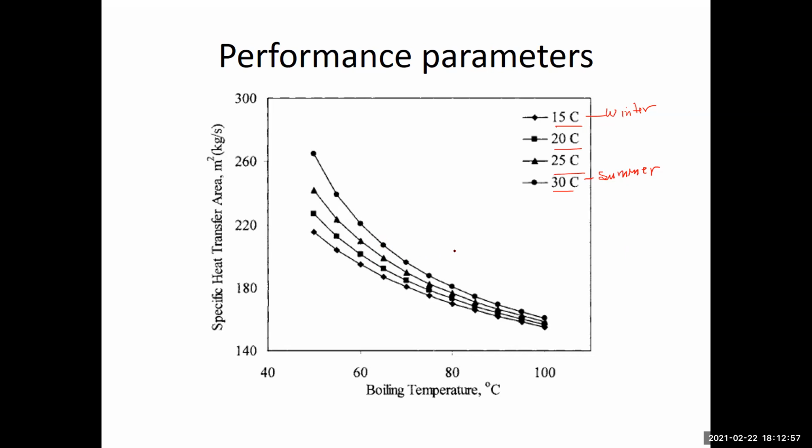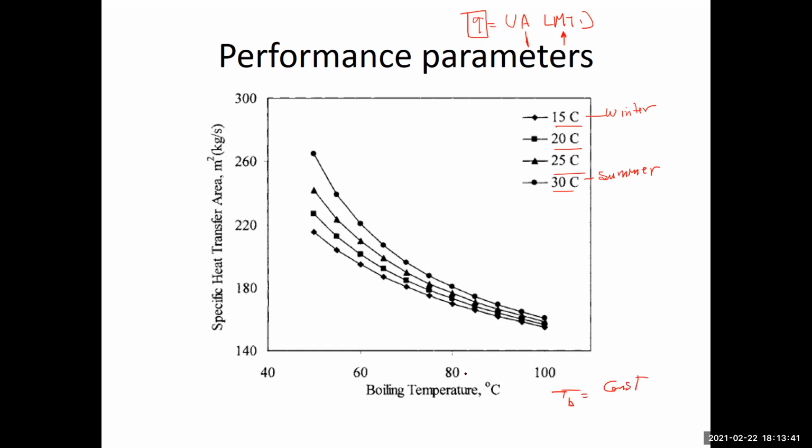You can see it here. The lower the seawater temperature, the higher the area. And the higher the temperature, the lower the area. This you can see from the expression here. Q is U into area into some sort of a log mean temperature difference. If the temperature difference increases for the same Q, then the area decreases. So you can see here as the temperature increases, and we are keeping T brine constant.